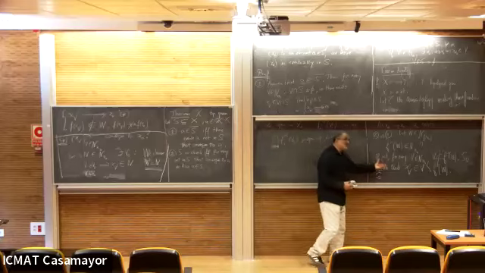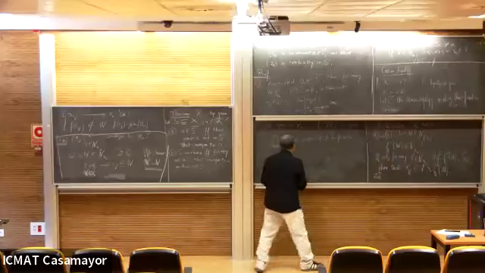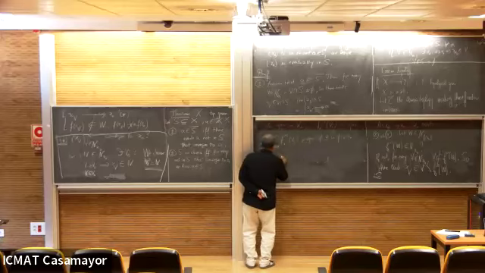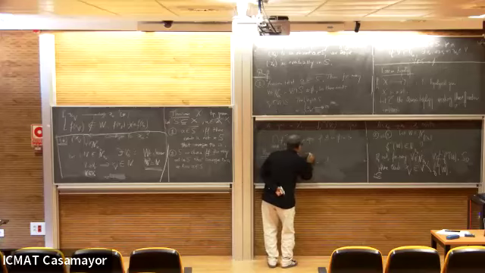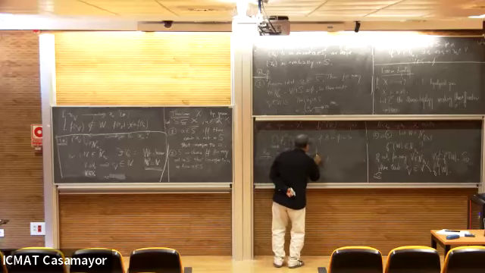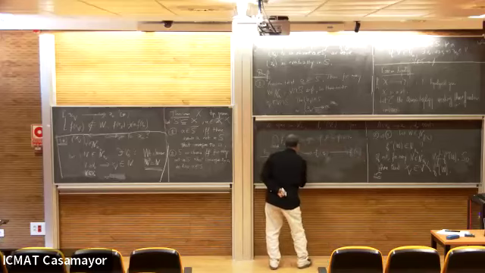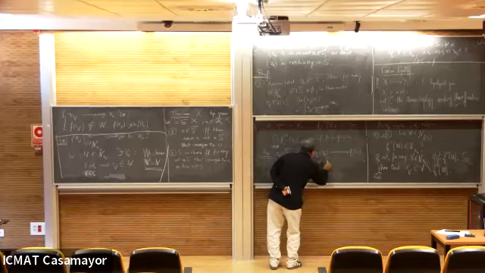Now I want to explore nets. So we have this result. x alpha converges to x in this topology if and only if f_i of x alpha converges to f_i of x for every i.